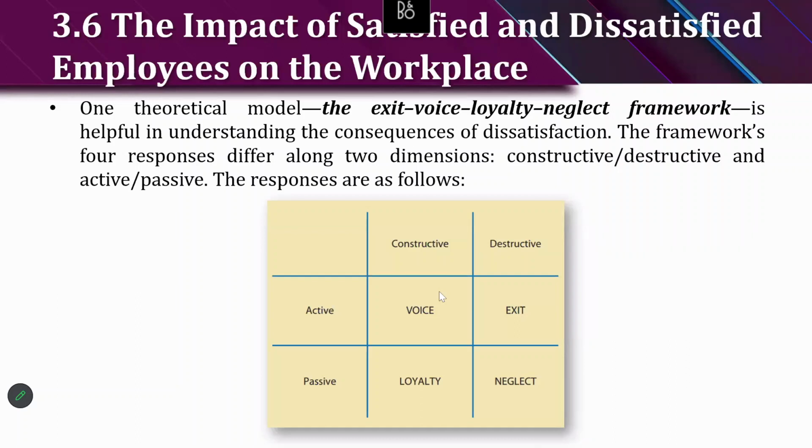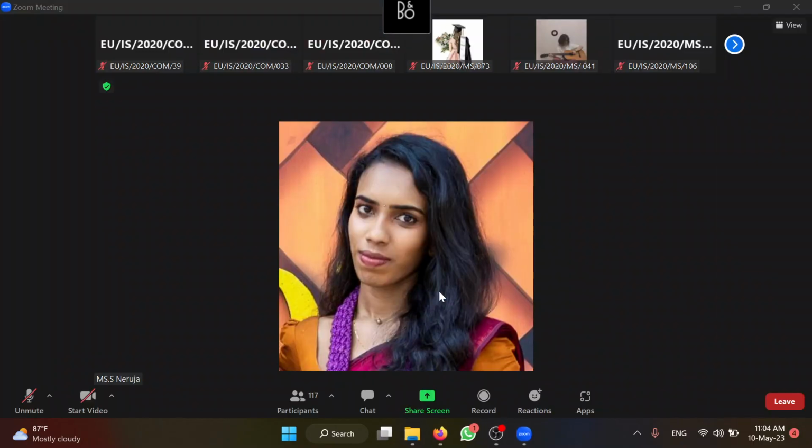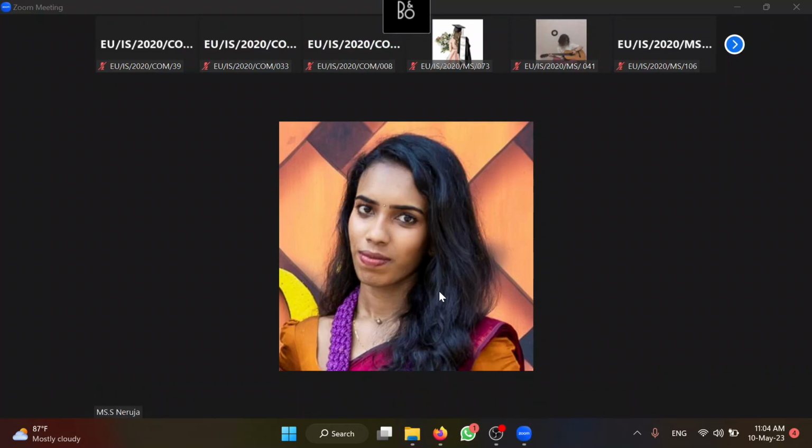And if it is passive and destructive, it is neglect. They will not contribute to the organization at all. They will reduce their effort. They will just put time on the work, but they don't work genuinely for the organization. This is how the employee will react. So this is what we learned in the previous class. Okay. Now we will move to the next chapter.